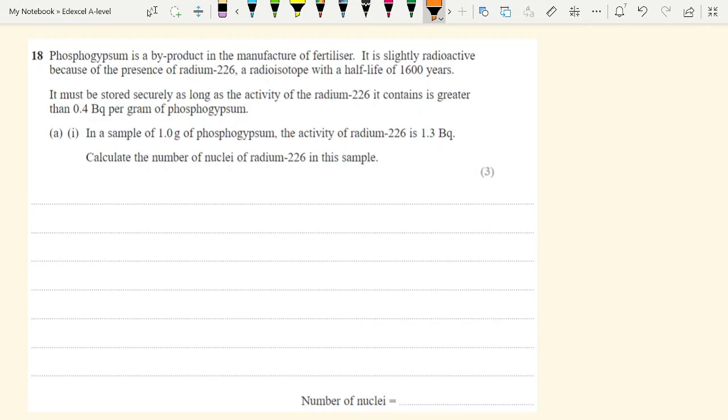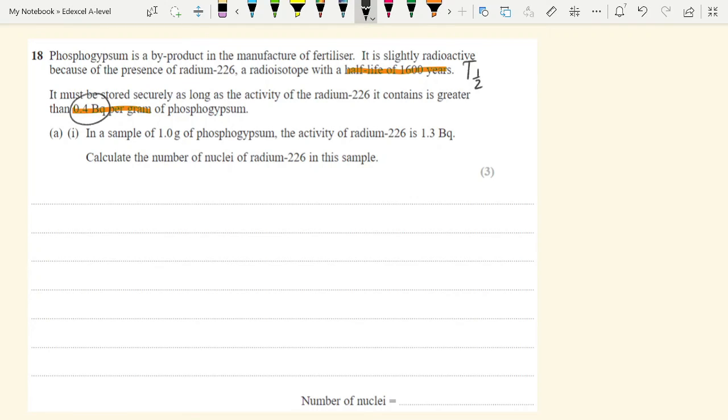What sort of exam questions can we expect to get? So let's have a look at some sample questions. Phosphogypsum is a byproduct of the manufacture of fertilizer, slightly radioactive because of the presence of radium, and it has a half-life of 1600 years. Okay, that is the first piece of information that we need to keep an eye on. That's our half-life. It must be stored securely as long as the activity it contains is greater than 0.4 becquerels per gram. So this is something else we're going to keep an eye on.